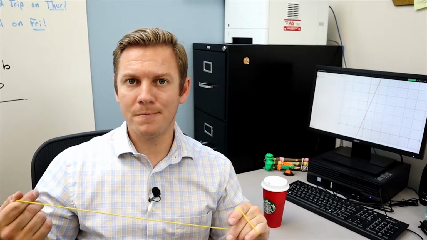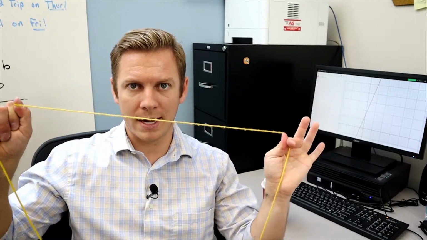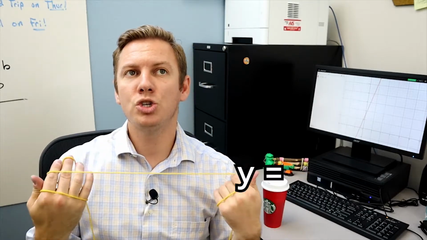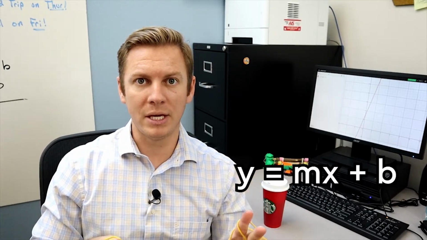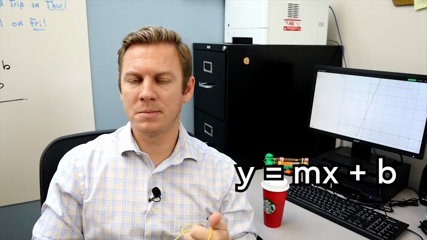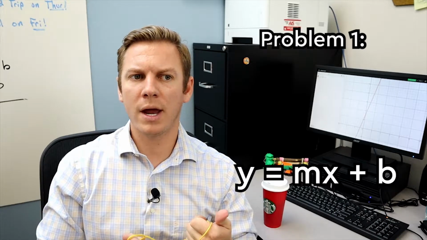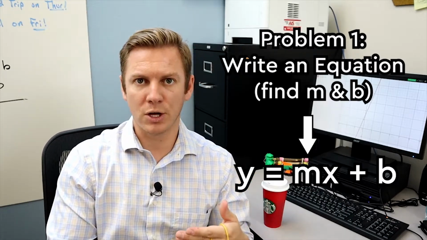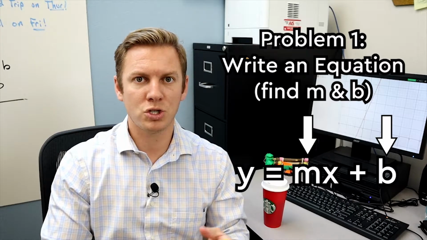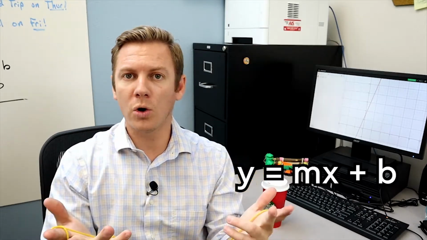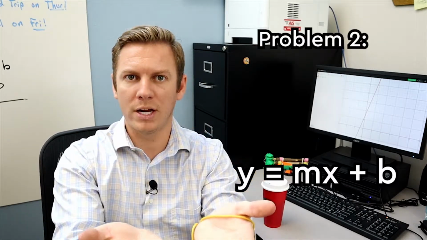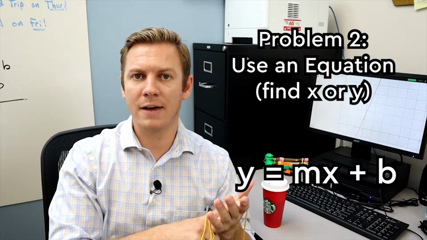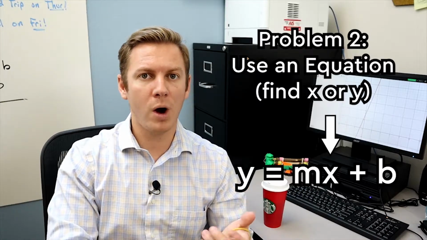A linear equation, aka a straight line, is represented by the equation y = mx + b. Now really, there's two main problems that are around this equation. You're either trying to create the equation, trying to find m, the slope, and b, the y-intercept, or you are given the equation and you are using the equation to find the value of x or to find the value of y.